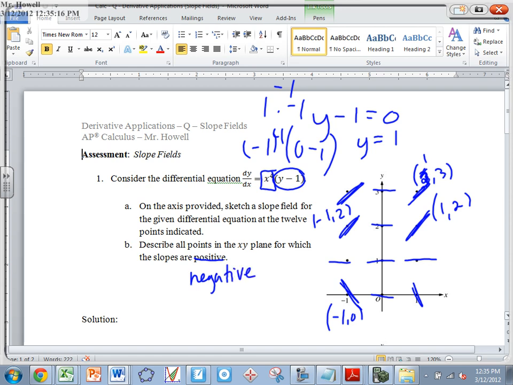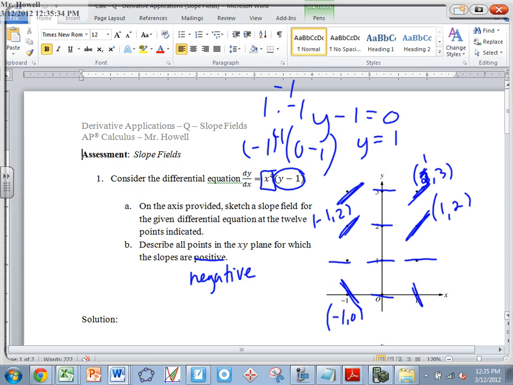Describe all points in the xy plane for which the slopes are negative. When y is negative 1, when y is 1 or less than 1. Let's start by saying when y is 1, it is 0, so that's wrong. Start by that. You've got to be careful.